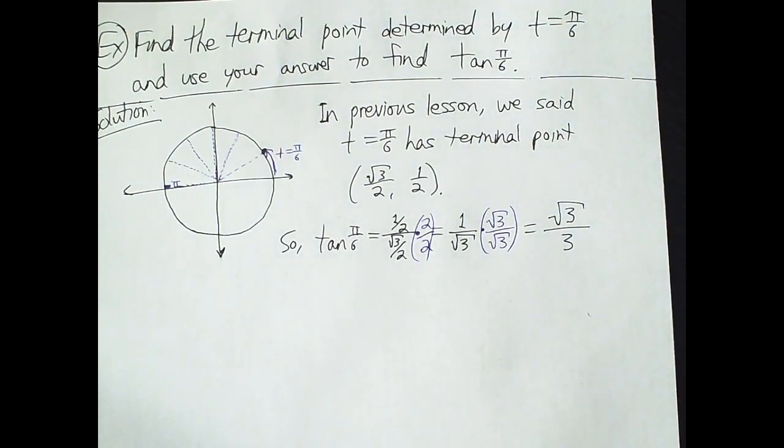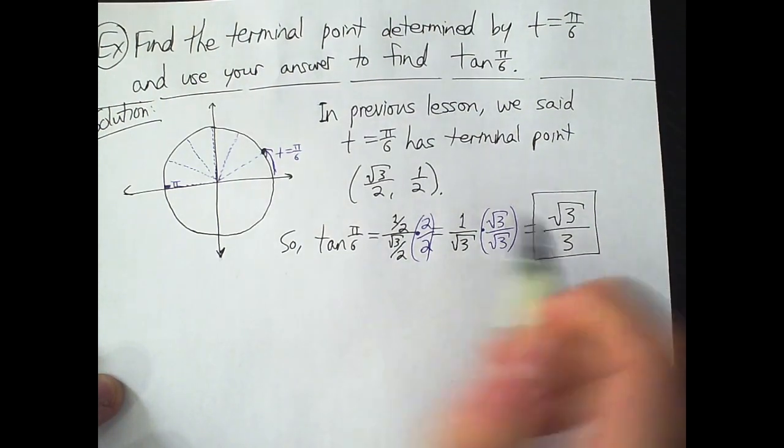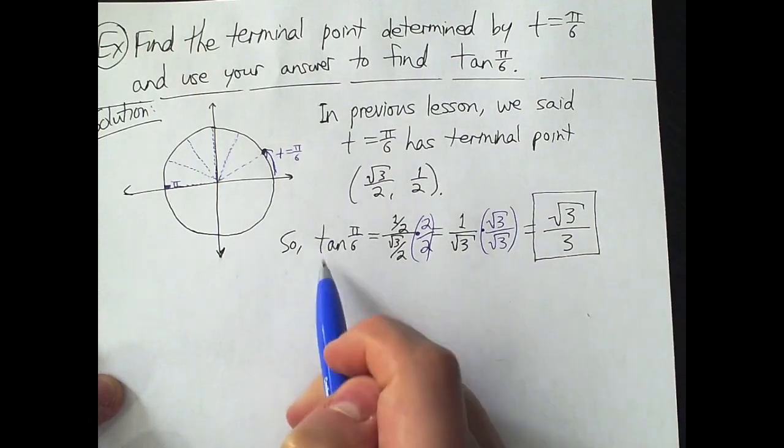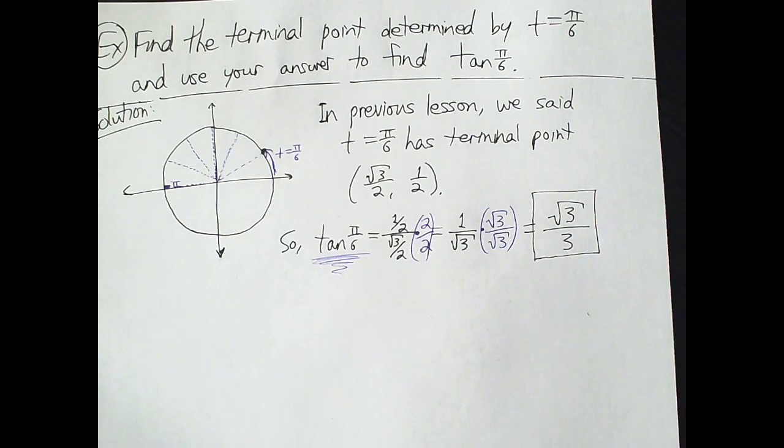And we prefer that answer compared to the previous step, because now the square root is on top instead of on the bottom. So I'm going to put a box around this. And we found that tangent of pi over 6 is equal to the square root of 3 over 3. It's a little bit more work than sine or cosine, because of the simplifying that had to be done and working with fractions and square roots. But it's not so bad. Just remember that tangent is y over x.